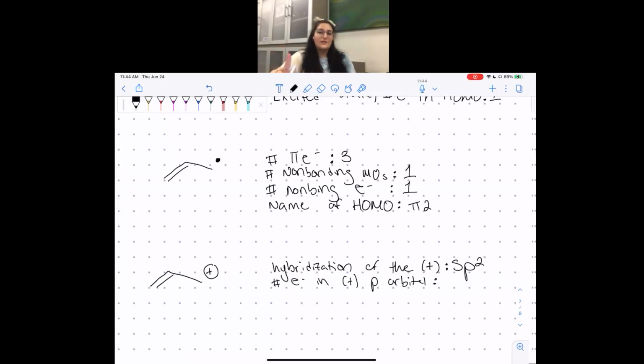Ooh, this is a tricky one. It's 0. Yes, and so it's 0 because it's a plus charge. If it was a negative charge, there would be 2 electrons there. Awesome.